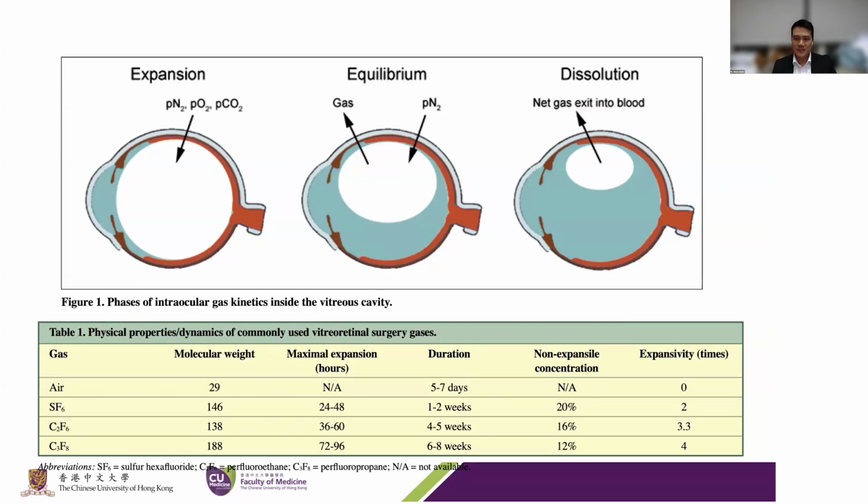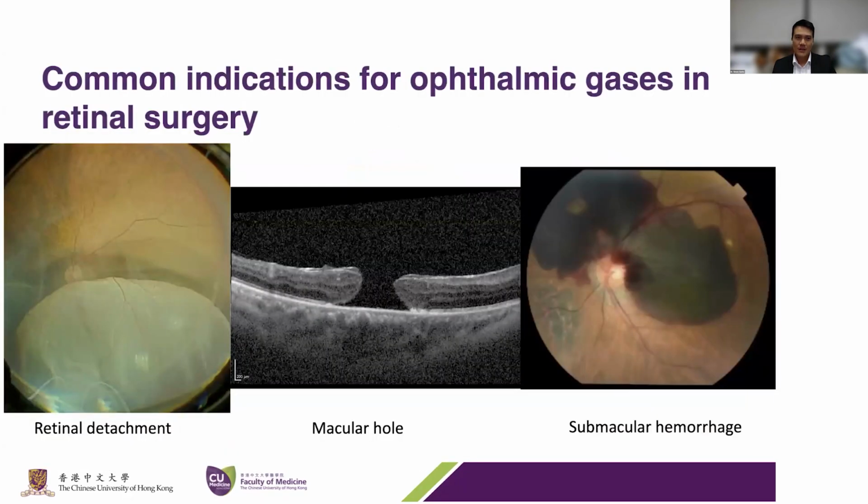In the context of vitrectomy, we usually use non-expansile concentrations, which vary according to specific gases. In the context of pneumatic displacement or pneumatic retinopexy, we generally use a 100% expansile concentration of the gases. The common indications for ophthalmic gases in retinal surgery include retinal detachment, macular hole, and submacular hemorrhage. You may argue that there are even more extended indications, but due to time constraints, I will focus my talk today on these three specific common retinal conditions.